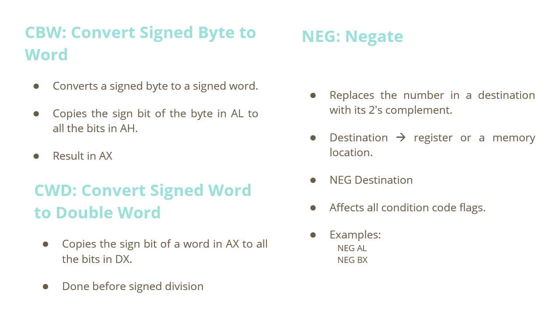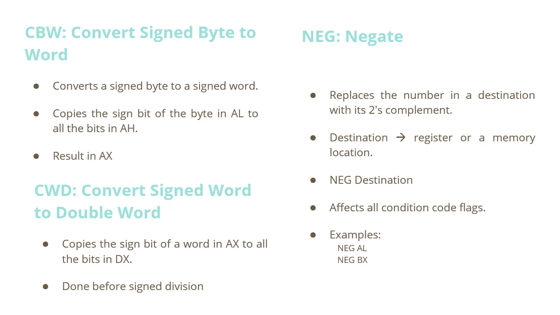Next is the CWD instruction, which is to convert a signed word to a double word. What this instruction does is copy the sign bit of the word which is present in AX to all the bits in DX. This instruction is performed before the signed division. This instruction also does not affect any of the flags.